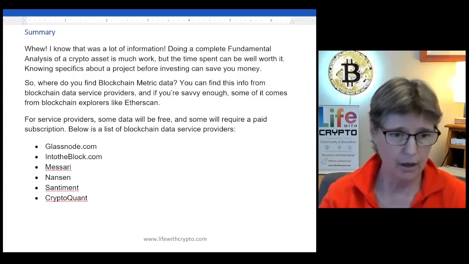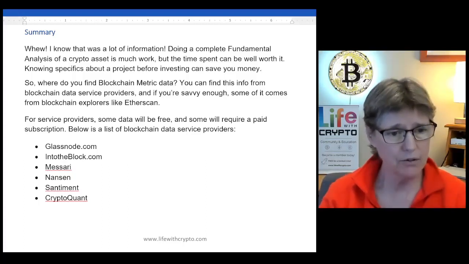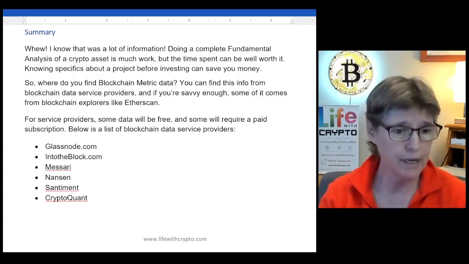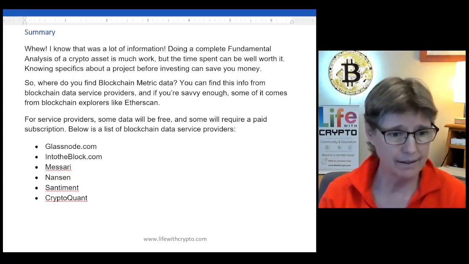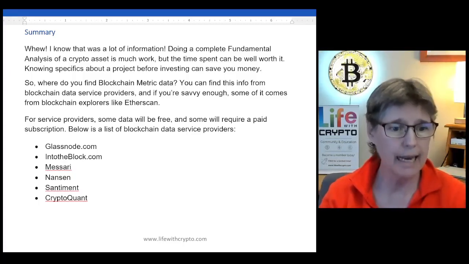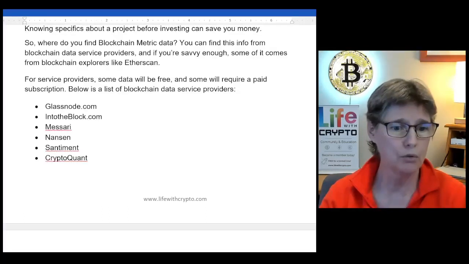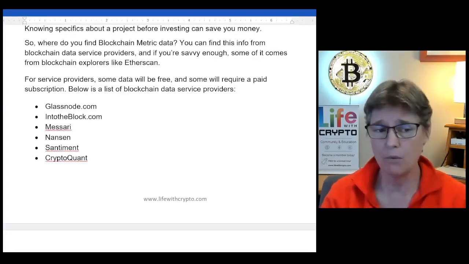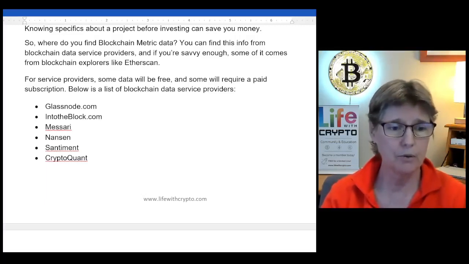IntoTheBlock.com is another service provider. Messari is one that I use for a lot of free data. Nansen is another one. Santiment and CryptoQuant. You'll have to go check these out and see which ones you like and which ones you may want to get your own subscription to, and you may not.